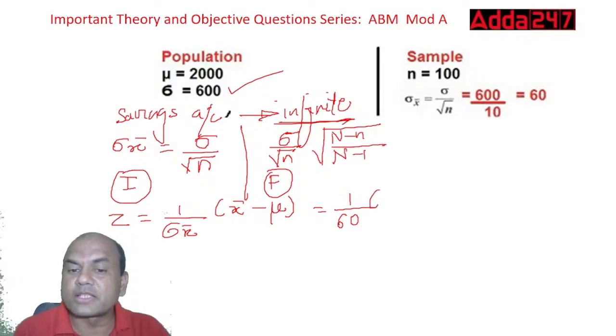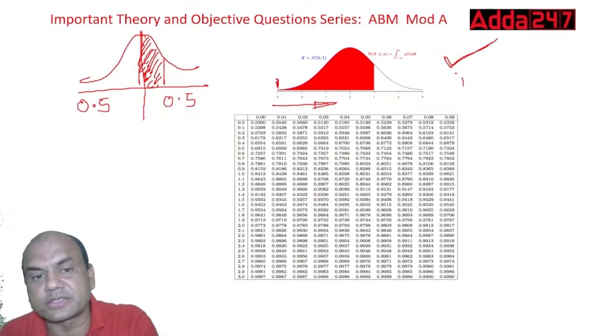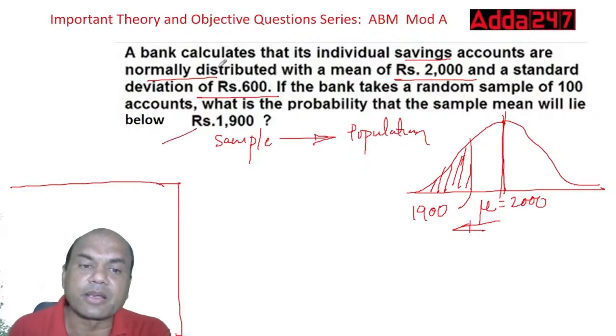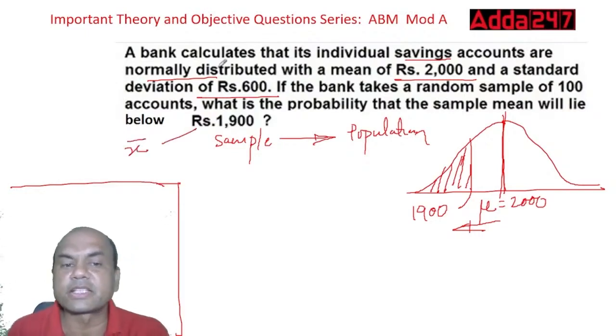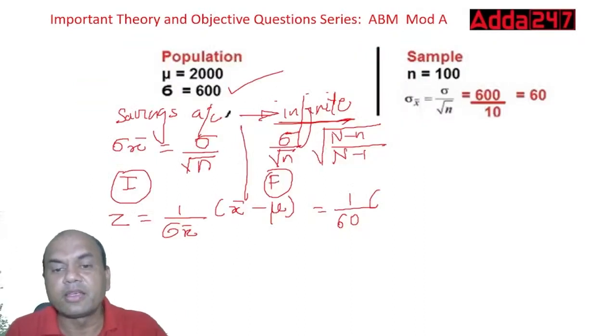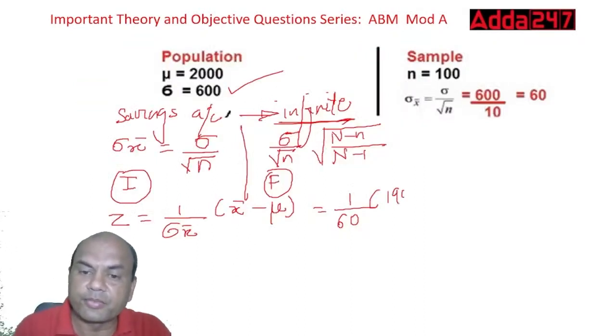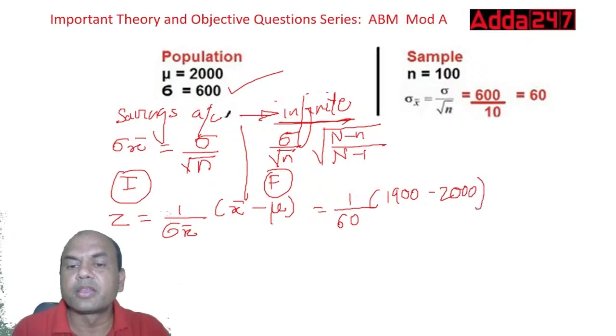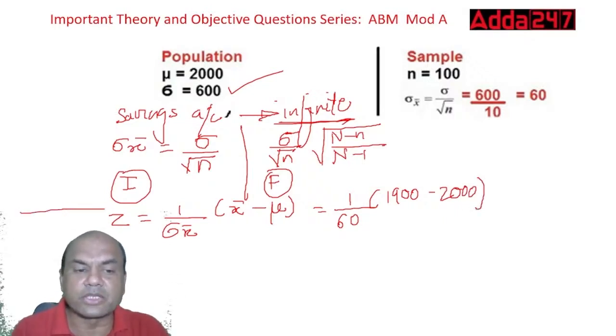Into, what is this x bar? X bar is what is asked. Here, what is asked? 1900. This is x bar. So it will be 1900 minus mu. Mu is given, we just saw it, 2000. So minus 2000. So do it now. 1900 minus 2000.